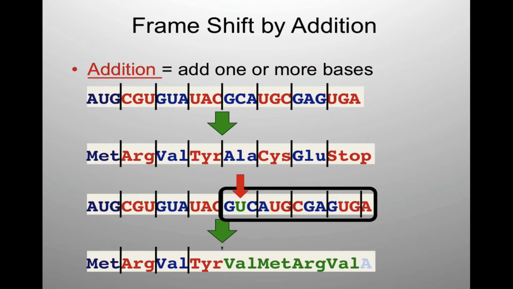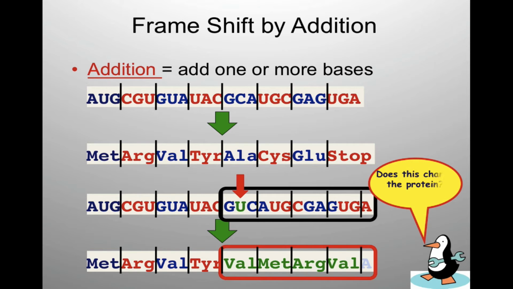Take a look. If we compare these amino acids with the top one, you can see a big change just by adding a single nucleotide, a single base here. So it's definitely going to change the protein, and that's a frame shift.